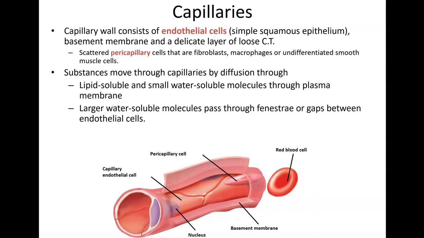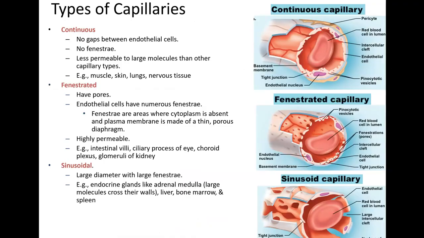So we can have lipid-soluble and small water-soluble molecules move through the plasma membrane. The larger water-soluble molecules are going to pass through fenestrae, or gaps that we will find between the endothelial cells. And I'll show you an illustration to really give a good depiction of what fenestrae and gaps we're talking about. Because there's not just one type of capillary. There are three main types of capillaries.